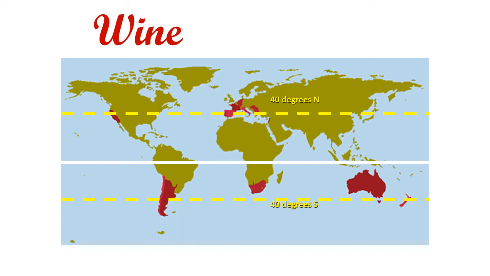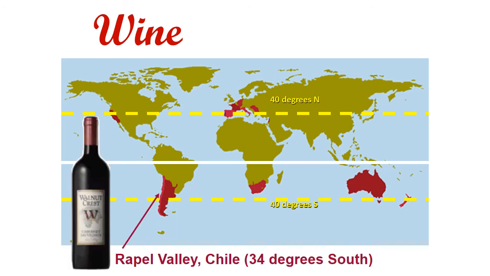We can see that line also extends over to California. Napa Valley is right around 40 degrees. And if we go to the southern hemisphere, we can see Australia, New Zealand, South Africa, and of course Chile and Argentina, which are also very famous for their grape growing and wine production as well. So we can see the Rapel Valley right around 34 degrees south, and this makes sense that Mediterranean climate is very productive for grape growing and therefore the wine industry.